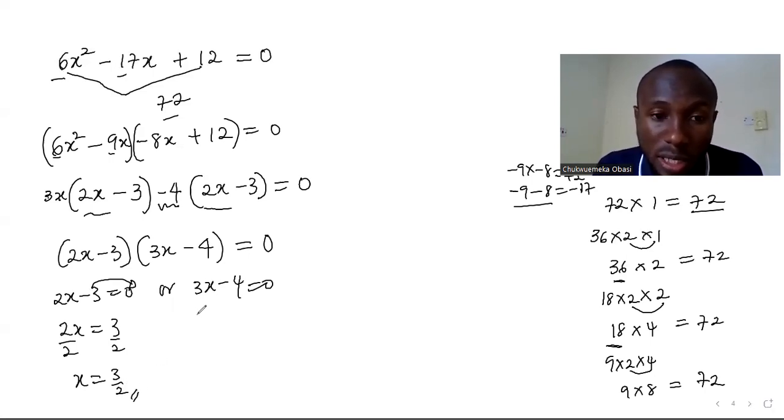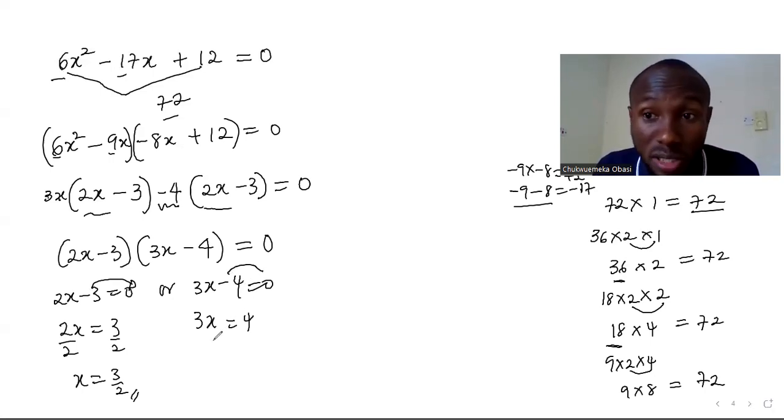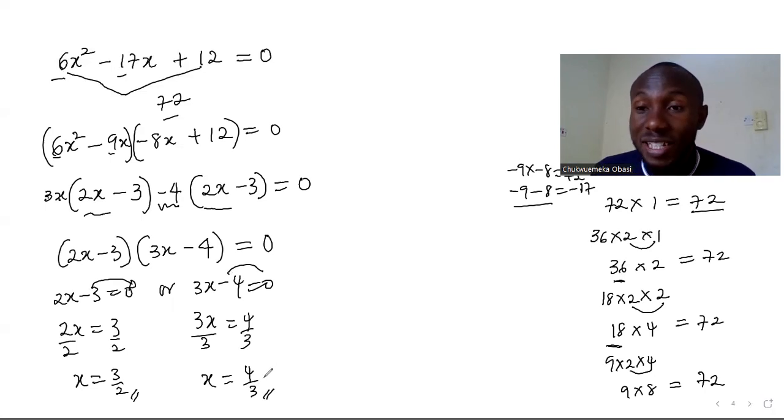Done. Secondly, I have it to be 3x equal to 4. When -4 comes over, it becomes +4. And divide everybody by 3. And now x must be equal to 4 over 3. Yay, we've gotten the answer, right? So easy. Now, how do we do the short method?